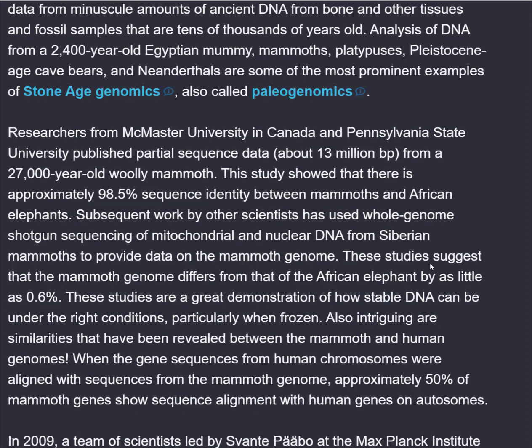Genome. Data from minuscule amounts of ancient DNA from bone and other tissues and fossil samples that are tens of thousands of years old. Analysis of DNA from a 2,400-year-old Egyptian mummy, mammoths, platypuses, Pleistocene age cave bears, and Neanderthals are some of the most prominent examples of Stone Age genomics, also called paleogenomics.